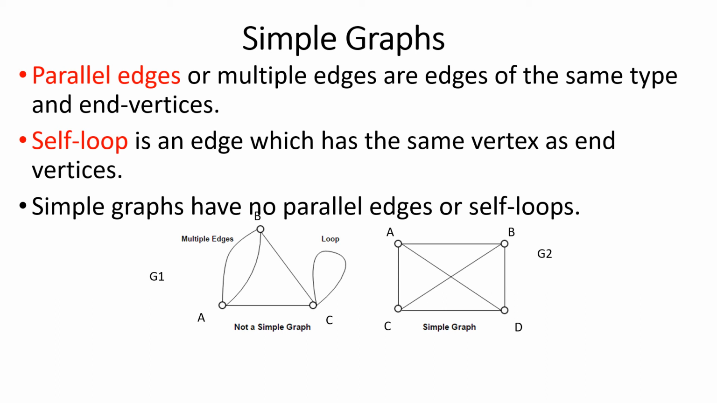Now consider the vertex C in the graph G1. The vertex C has an edge which starts from C and ends in C. Such edges which have the same vertex as both end vertices are known as self-loops. A simple graph is a graph which has no parallel edges and no self-loop. So graph G1 is an example of a graph which is not a simple graph, while graph G2 is an example of a simple graph.